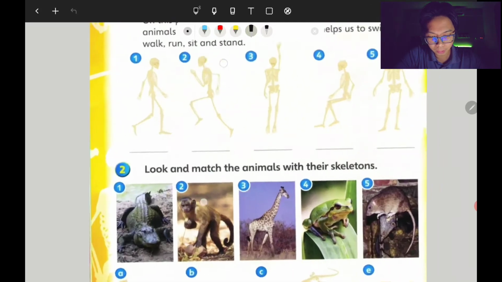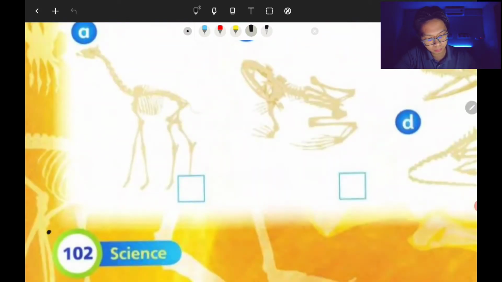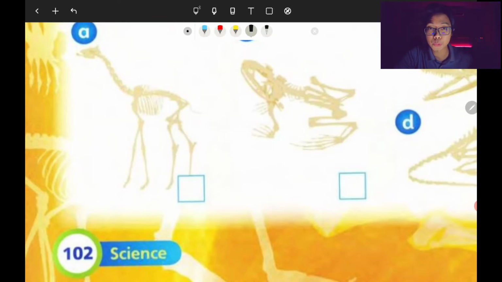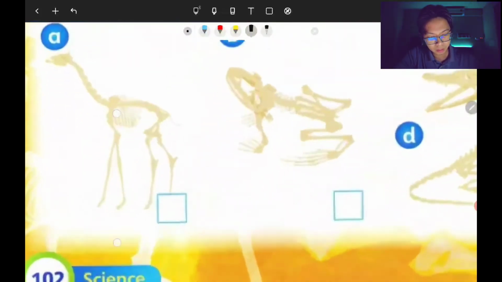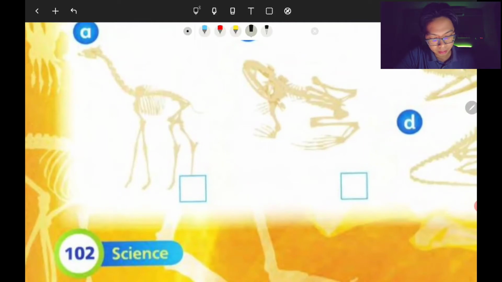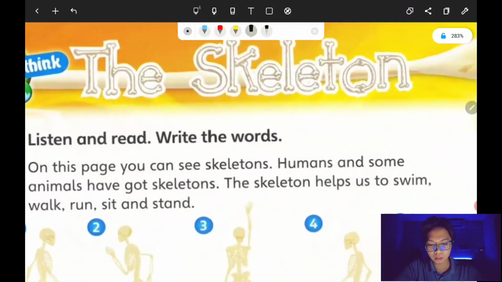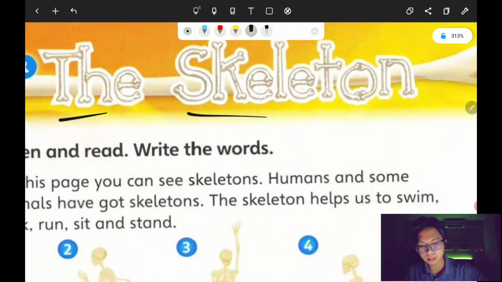So today on page 102, muka surat 102 on our Supermind student's book, the one with the color, yang ada warna. We will touch a little bit about science. Of course, at school, di sekolah pun kita ada subjek science. So the main topic, topik kita hari ini ialah the skeleton.